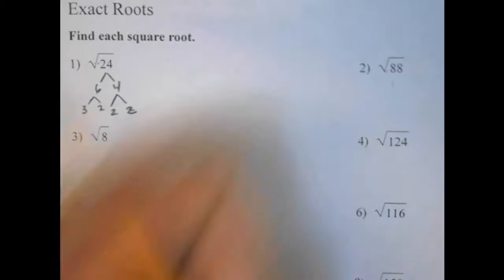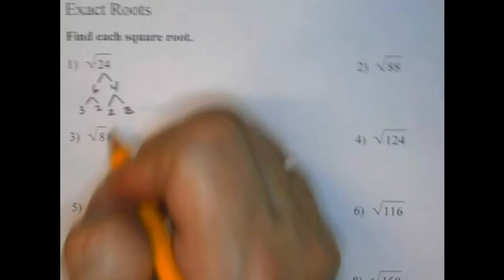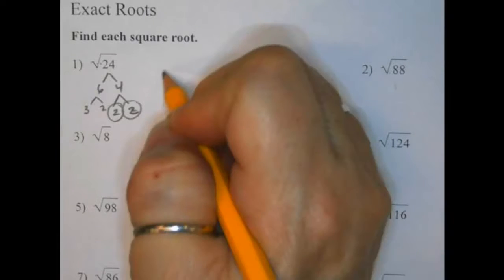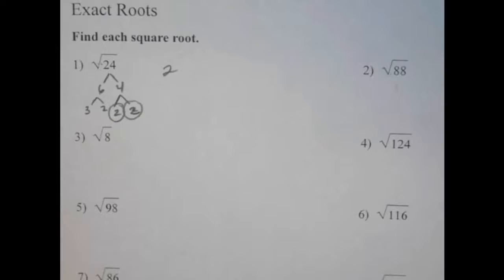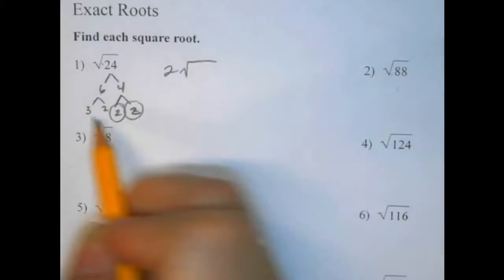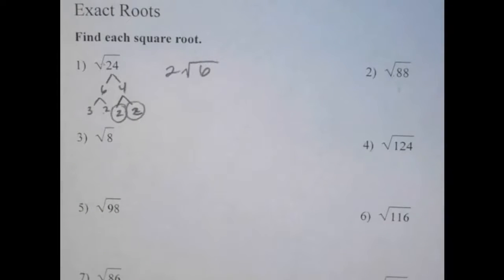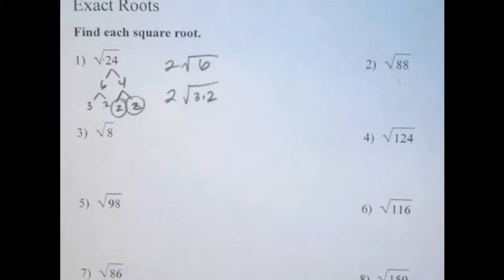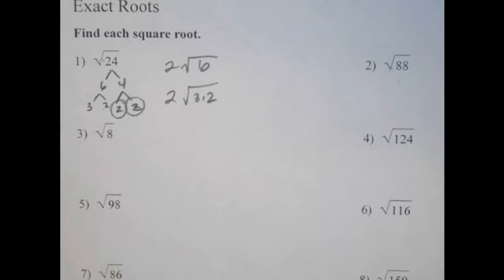Now remember I said this is a square root. So I need to find pairs of numbers. Do I have any pairs of numbers? So I have 2 and 2, right? So since I have 2 and 2, I can pull out a 2, because one of them is squareable, right? I can pull one out. I can't pull anything else out, right? So my exact answer, what's 3 times 2? It's going to be 2 square root 6. It's 2 square root of 3 times 2, or 2 square root 6, because when I multiply them, I get 6. Okay? That's all you have to do.